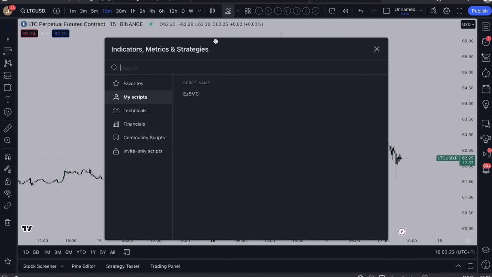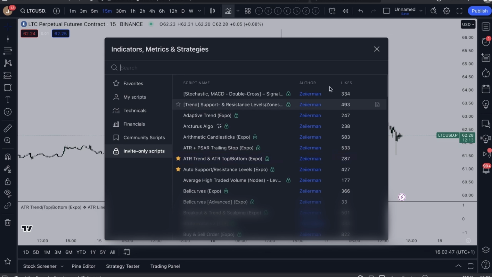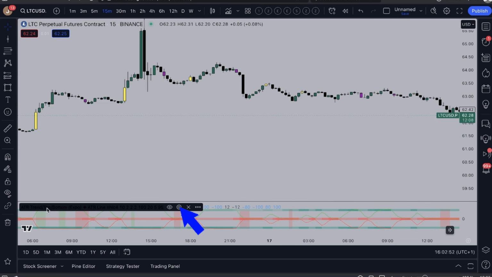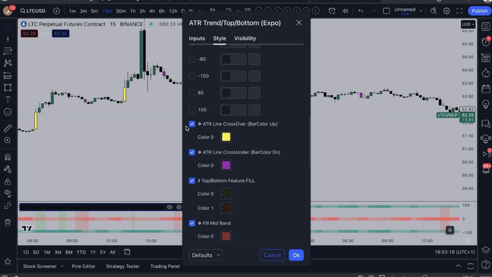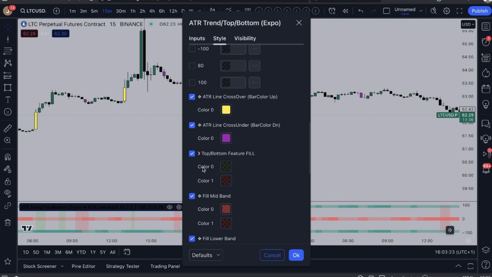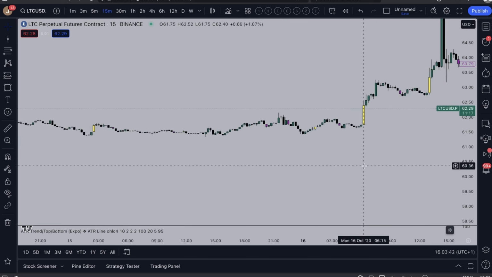Now, once you have bought the indicator, you will see them as invite-only scripts. Let's start with the first indicator. It is the ATR trend and ATR top and bottom. I'm going to click on it, then adjust the settings. By clicking on settings here, I'll go under style. I'll disable all these and only leave the ATR line crossover and the ATR line cross under. Disable every other thing. This is to make our charts really clean.